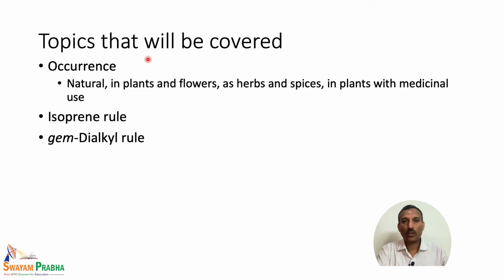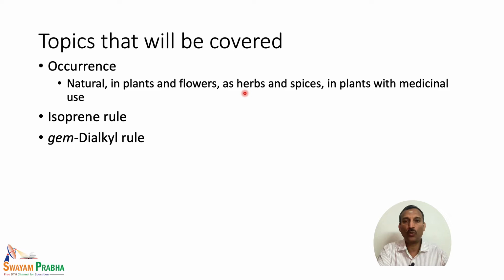Let us look at the topics that will be covered in this session. We are going to look at the occurrence of terpenes. We are going to study about the natural occurrence, where they are present in the plants and flowers, and how they are present as in the case of herbs and spices, and in the plants with the medicinal uses. So what are all the different places these terpenes are actually present?